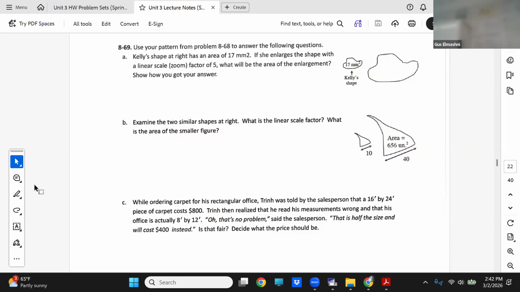But if I find area, what do I do to the scale factor to get to the area ratio? We square it, right? What's 5 squared? 25. So we're gonna multiply something by 25.